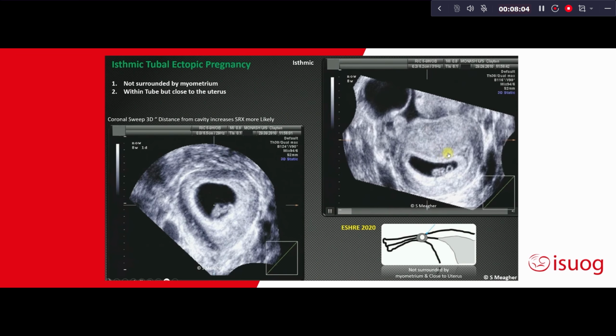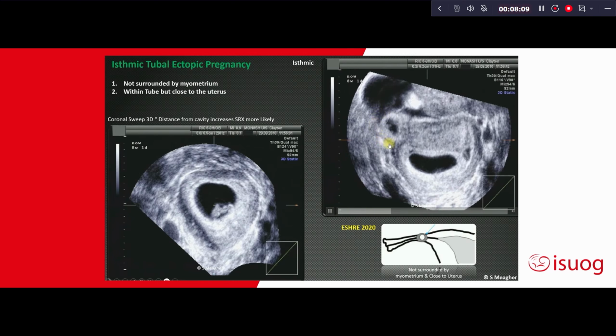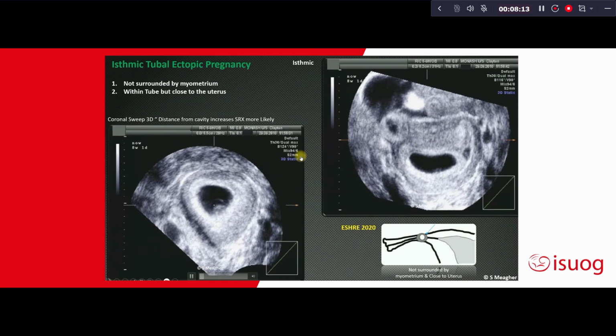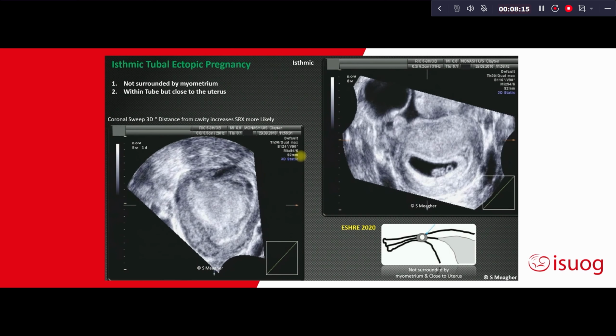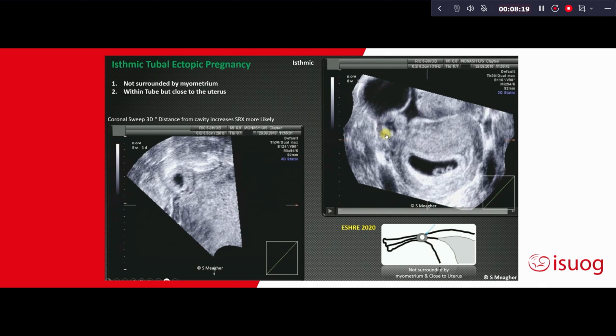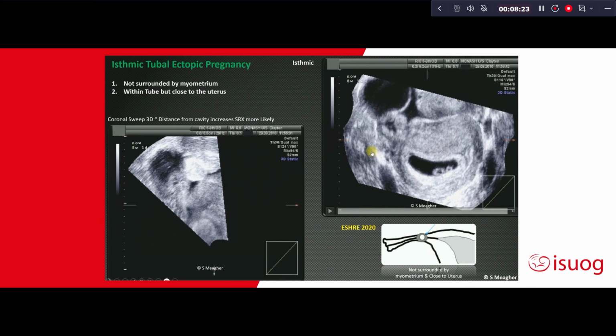As you sweep through this in the coronal section, you see this is a heterotopic pregnancy. There is an intrauterine gestation, but there's also an ectopic pregnancy in the interstitial portion of the fallopian tube in a patient that's 8 weeks and 1 day of gestation. You can see the ectopic has a significantly smaller gestation sac and embryo when compared to the intrauterine, which is the norm.